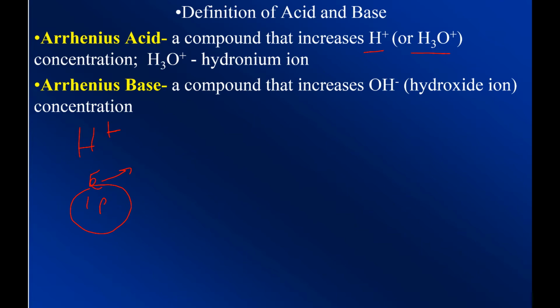Now, where does this H3O+ come in? Well, if you have hydrogen, it's always going to be in water. So we're going to go hydrogen plus H2O. And what happens is water will actually grab one of those protons, or H+ hydrogen ions, and form H3O+. So that's why H3O+ and H+ are the same thing. An Arrhenius base is a compound that increases the OH- or hydroxide ion concentration in solution.